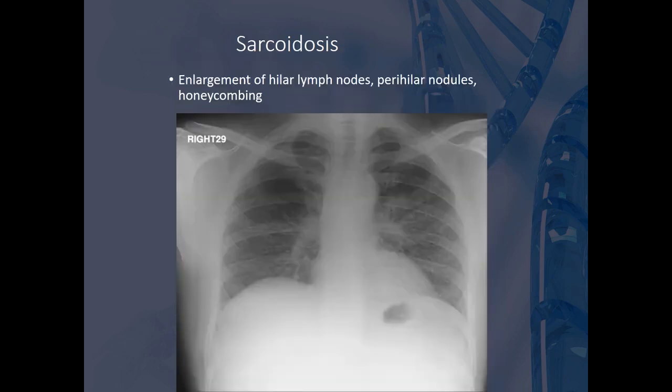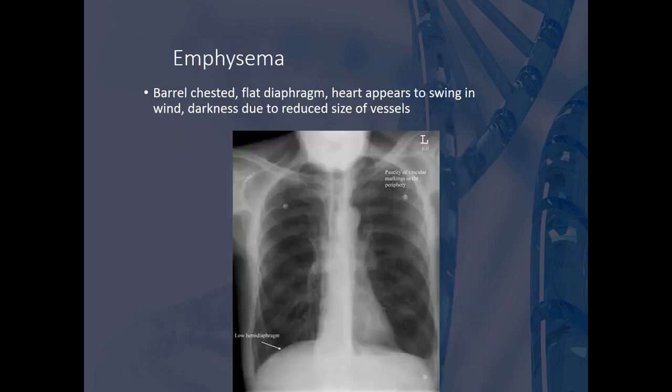Moving on to other pathology, we see sarcoidosis. You have that hilar lymphadenopathy. You have the honeycombing from the fibrosis. Emphysema has a very telltale sign here. Everything appears darker due to the reduced size of the vessels. You have what's called a barrel chest and flat diaphragm.